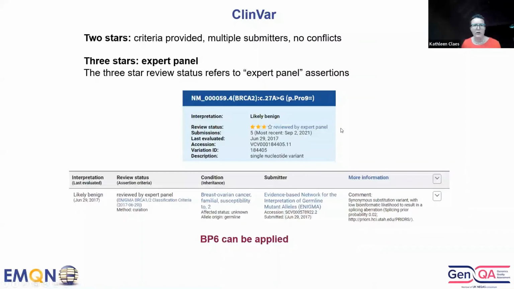You can have stars in ClinVar, and this means that there were criteria provided by the submitters. There were multiple submitters, but there were conflicts. And the more reliable is when they are coming from an expert panel, because then the variant will get three stars, and then there is an expert panel who has done the assertion. A panel, like Enigma, or for the Lynch genes, it can be InSiGHT, and this can be then copied. And for instance, in case of this variant, it's a silent variant, was classified by Enigma, you can apply BP6.